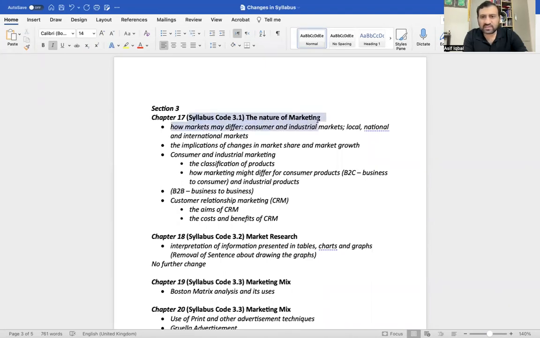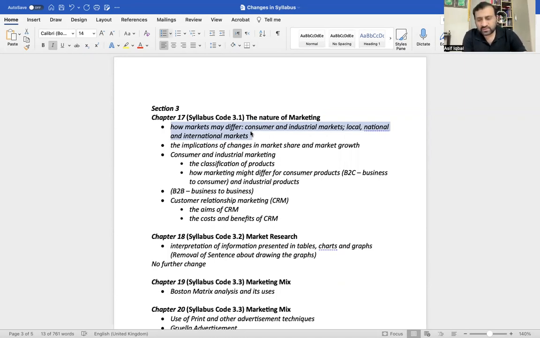I've also mentioned the name of the chapter, that is the nature of marketing, so there might not be any confusion. There are lots of changes in this chapter. Let's talk about those. First of all, the first thing that we need to know in the 2023 syllabus is how markets may differ: consumer and industrial markets, local, national, and international markets.